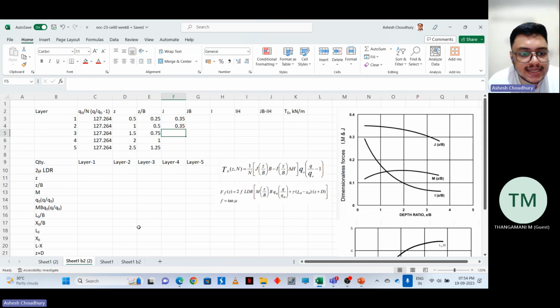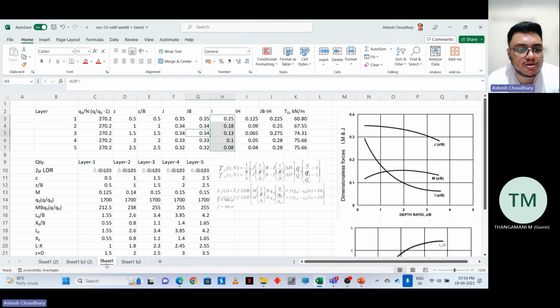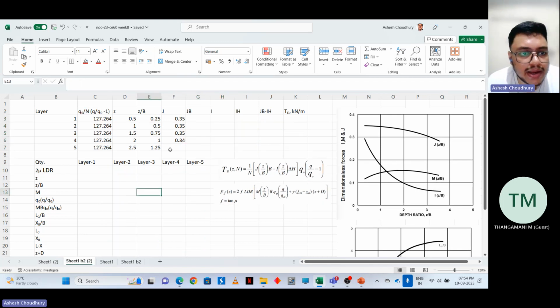Then let's see, 0.75 also same only can take. Okay. Then for one, how much? A little bit lesser, so 0.34. So you had taken that only, yeah, 0.34. And for 1.25, also you can take 0.33. I had done this before, I'll just copy that.